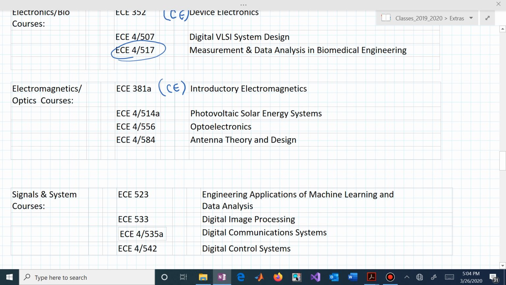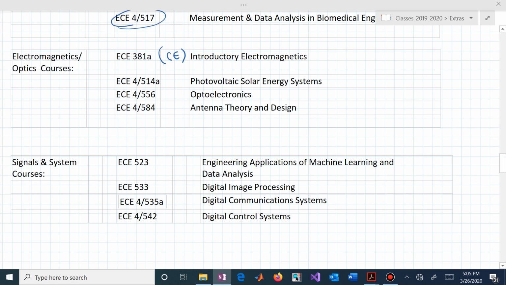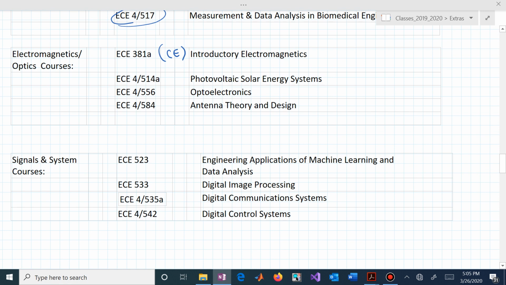And how do you now create all of these antennas that you'll see in many different smart devices, and in particular your phone? How do they design those? How do you create those? And how do they actually work? That's 484. In the signals and systems area, if you're interested in machine learning and data analysis as it's applied to engineering systems, this is a graduate-only class, but that's 523.